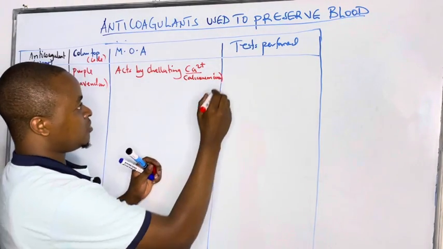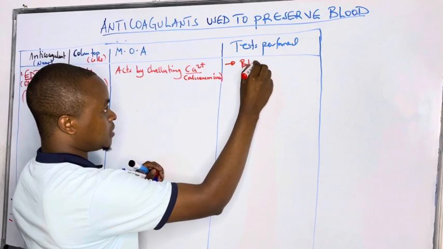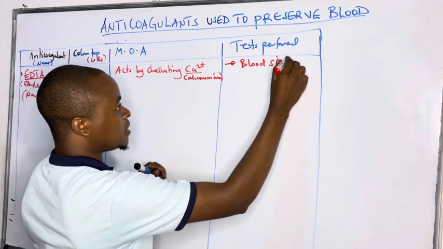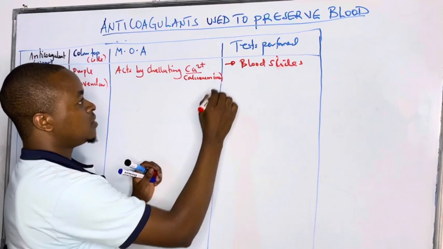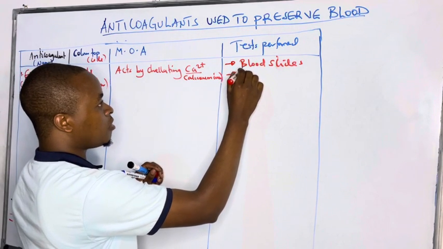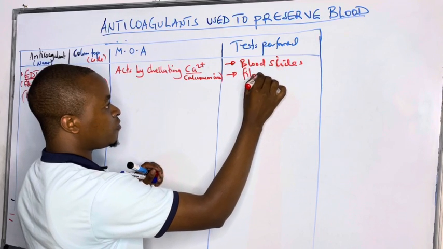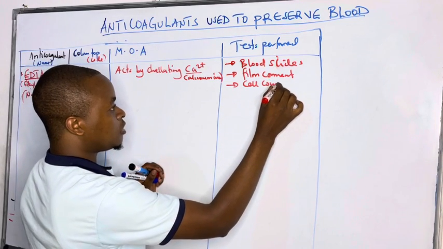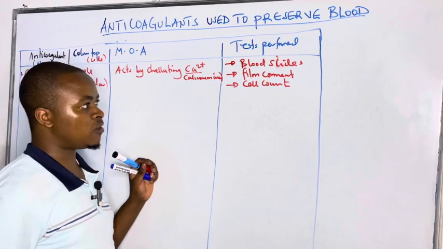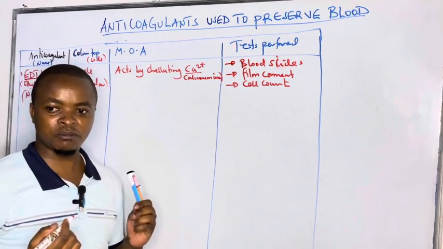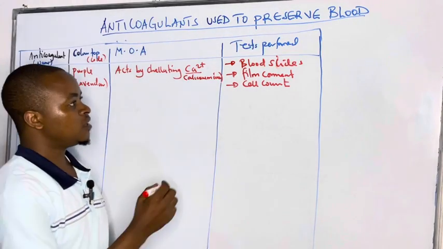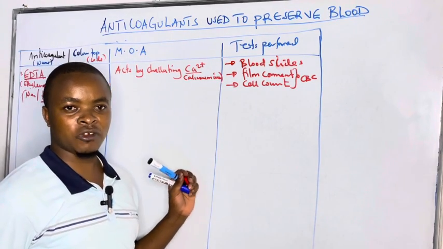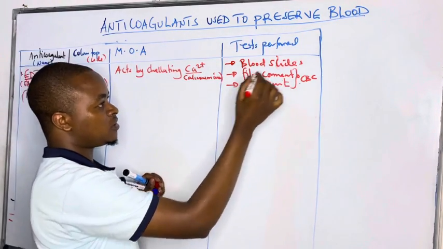Then the tests performed: we can do them for performing blood slide tests. If we want to make blood slides for examination of hemoparasites, we can use EDTA blood. Or when we want to prepare a thin film for film comment, we can use it. We can use it for cell count. Whenever we want to perform cell count, that is red cell count, platelet count, and white blood cell count, we still use this. This is what entails the full blood count, or what you call complete blood count. Whenever you want to do a CBC, you can always use EDTA.